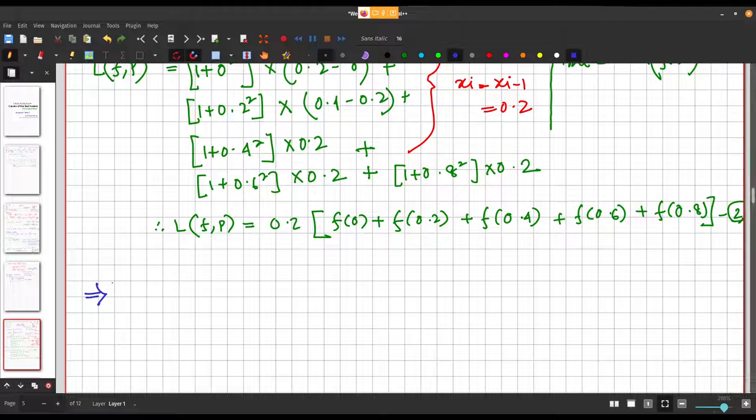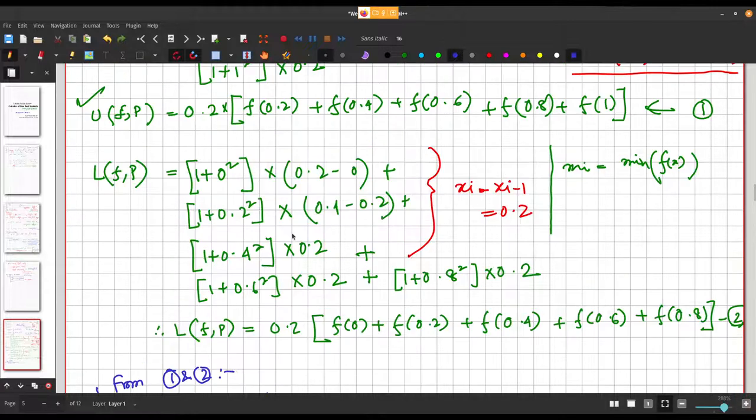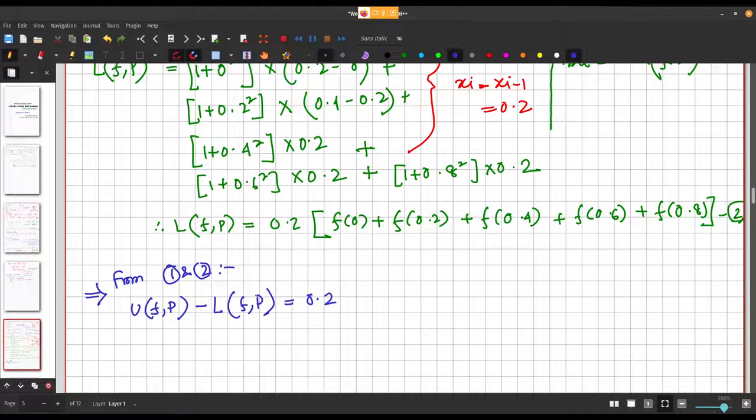So from 1 and 2, we get that UFP minus LFP is nothing but 0.2. We can take common in both of them. So let me quickly show. So 0.2 in both of them we can take common, and here we'll have the other terms.